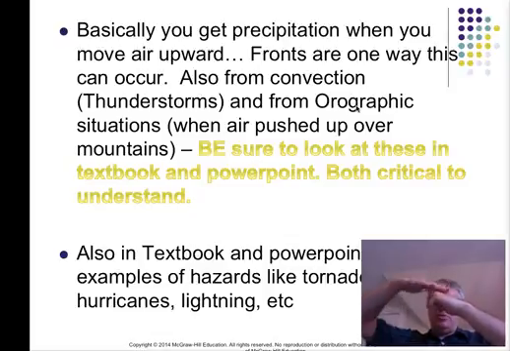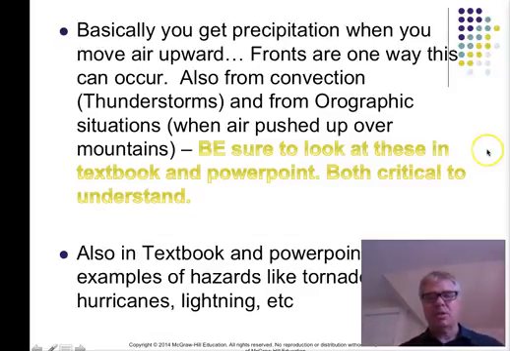Also, when the air goes up over the mountain and comes down the other side, you get what's sometimes called a rain shadow. And a rain shadow is just a place where you don't get a lot of precipitation because it was rained out on the other side of the mountain.